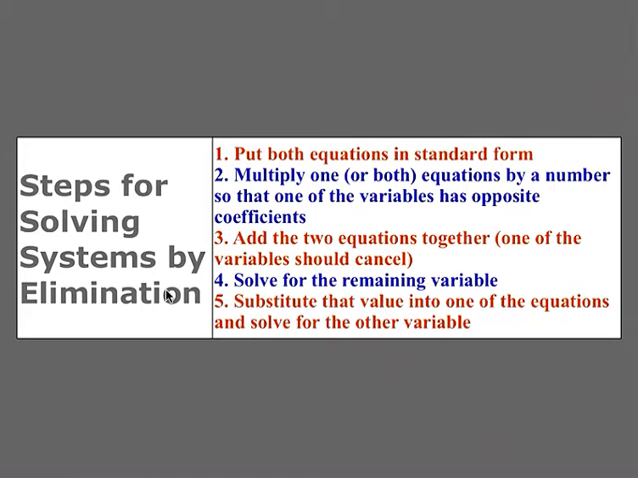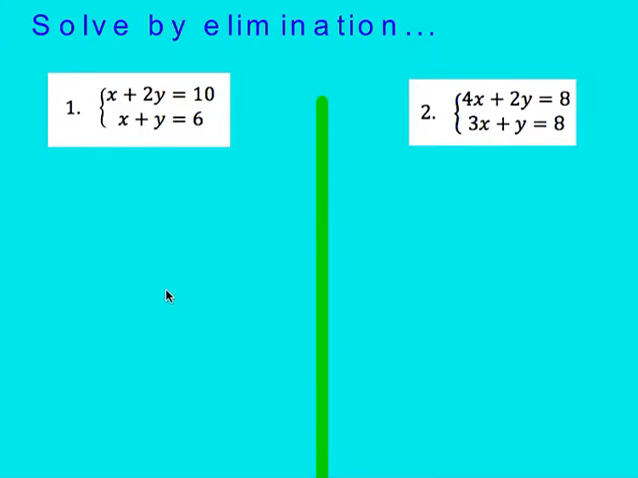So first thing you're going to do is put both equations into standard form. All right, then you're going to multiply one or both equations by a number so the variable has opposite coefficients. Now that's what we did on the last ones before the first part ended, when we multiplied by a -1, so we got those opposite symbols. Then you are going to add the two equations together, and if you've done it right, you should have some variables that cancel. Then you're going to substitute that value into one of the equations and solve for the other variable. Okay, so let's take a look at number 1.